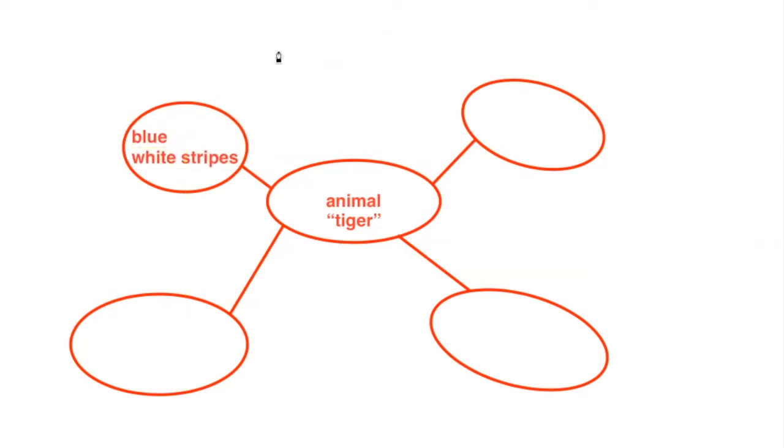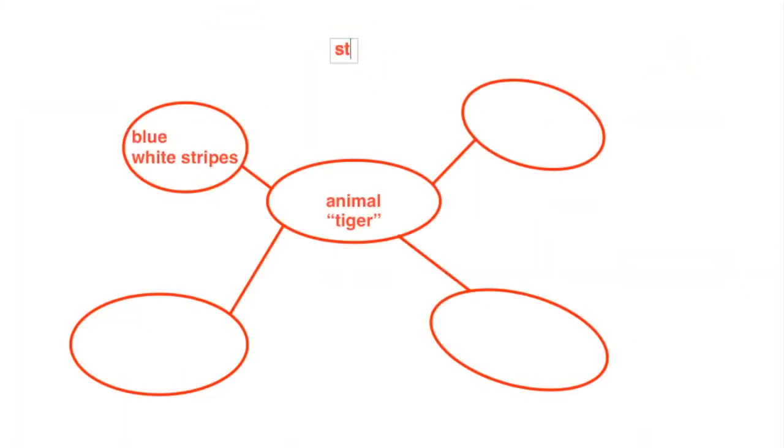So maybe I've got a blue tiger, and maybe he has white stripes. I would put that down in my notes, and then I could move that over here into one of my circles. Now maybe my tiger walks around on all fours like a normal tiger, or maybe he stands up like a human, okay? So I could put that idea down where he stands on two legs, like a person would. Now I start doing more descriptions. So now I know that I have an animal that's going to be a tiger. He's blue with white stripes and he's standing on two legs like a person.